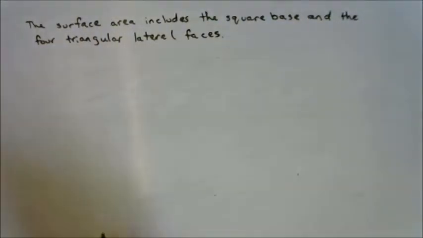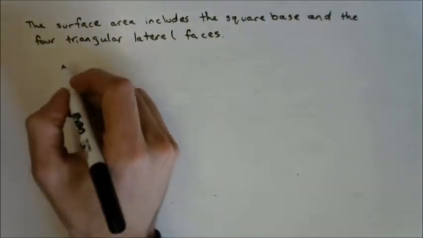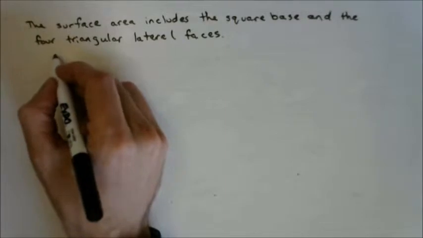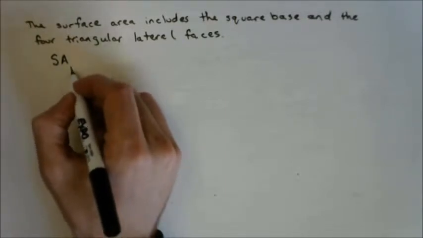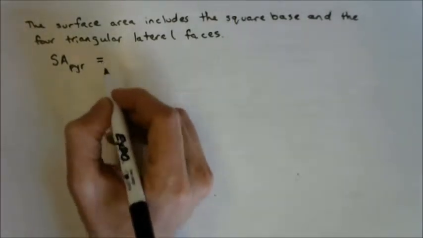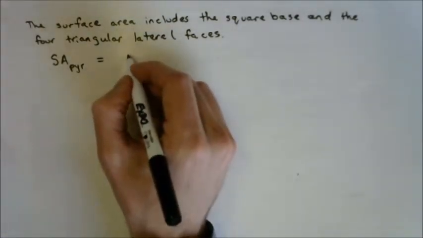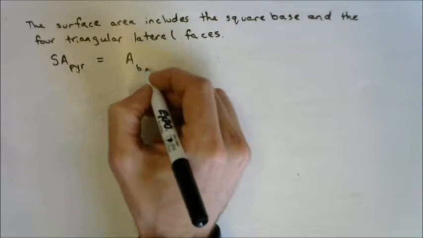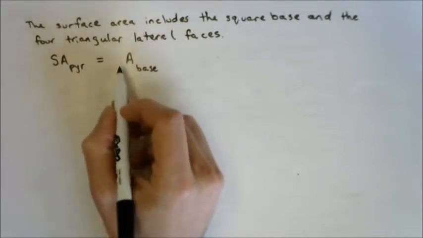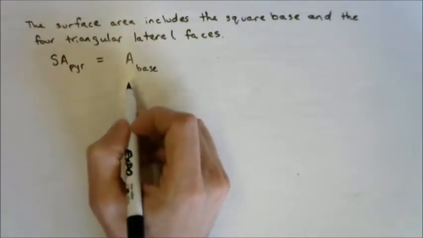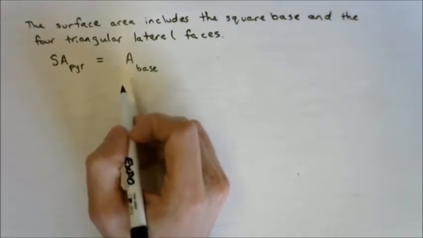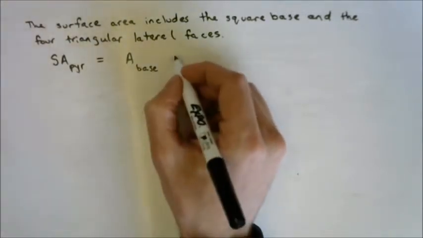Okay, so again, I could do that all separately. This one's small enough that I'm going to do it all together. I'm going to take the surface area of the pyramid is equal to the area of the base. You could say surface area of the base, but you don't really need to because the area of the base is just the area that it takes up, length times width.